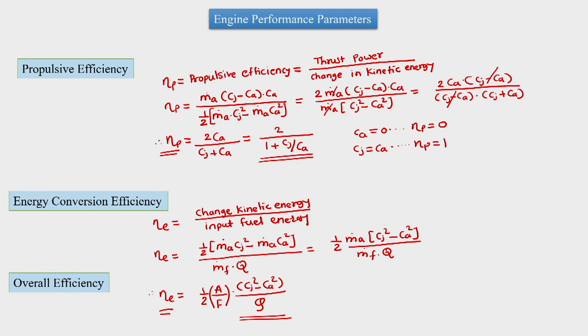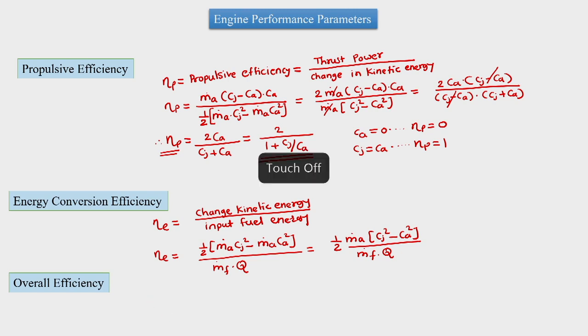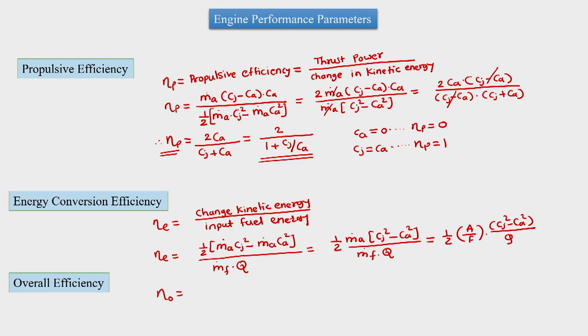Now we will define a new parameter as overall efficiency of the engine, and overall efficiency is final output divided by initial input, and we will rewrite the formula for energy efficiency as 1 by 2 into A by F into Cj square minus Ca square divided by Q, and we will write overall efficiency as the ratio of thrust power of the engine, which is final output, and basic input is input fuel energy, and so this becomes equal to propulsive efficiency into energy conversion efficiency.